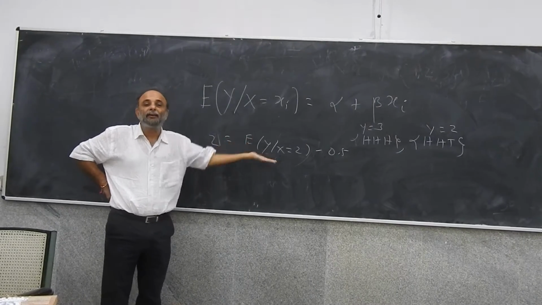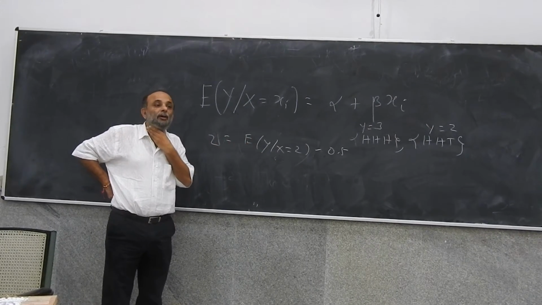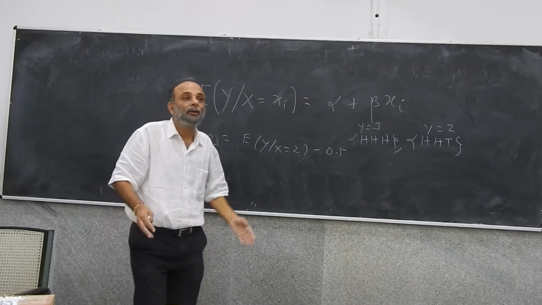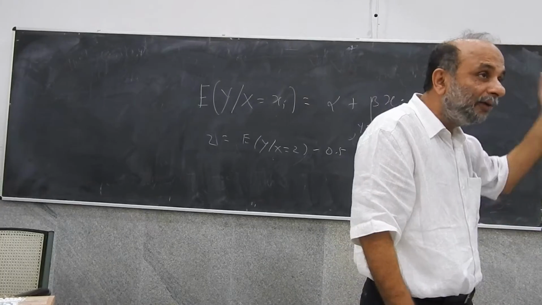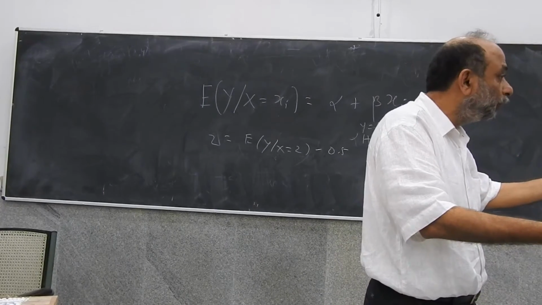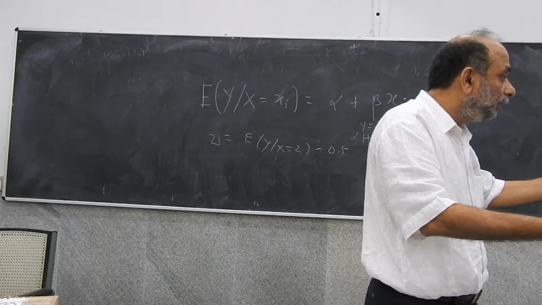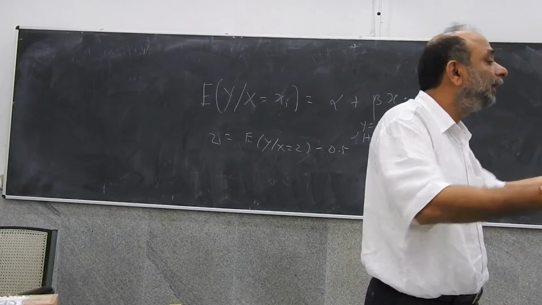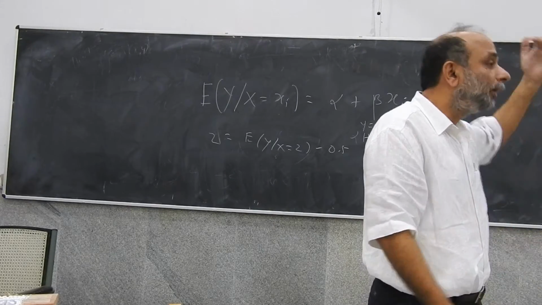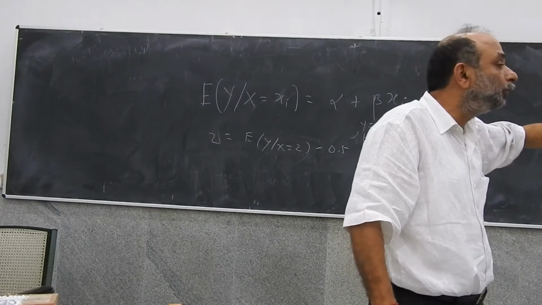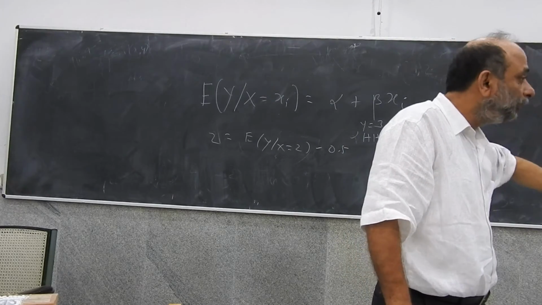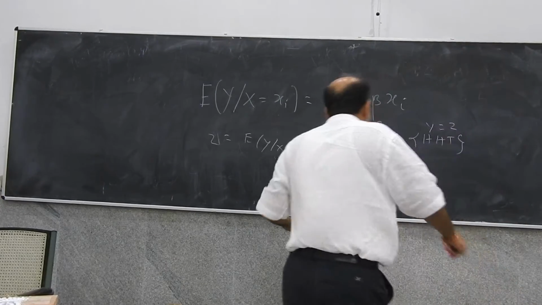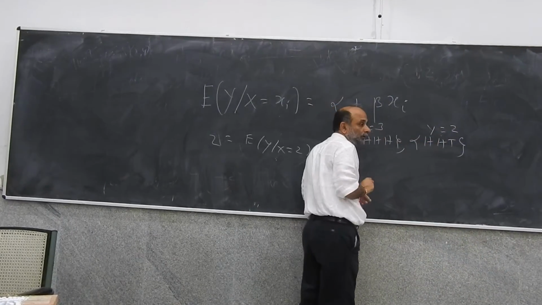What is the expected y given x equal to 2? It is 2.5, the average value for y given x equal to 2. Why is it like that? Because what are the values that y can take given x equal to 2? 3 and 2. Can you see why y can take the values 3 and 2?